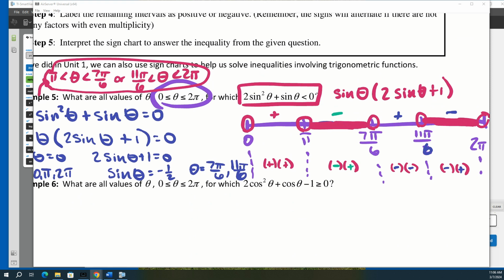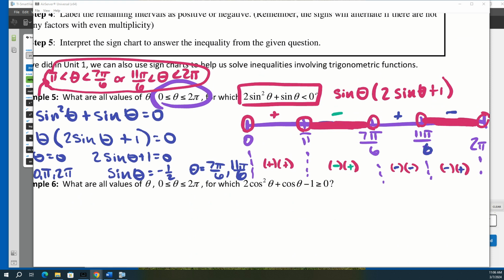That's our answer. That's a lot. It uses all your skills pretty much. Okay, we're going to do one more, which is basically the same. The factoring is a little bit different.